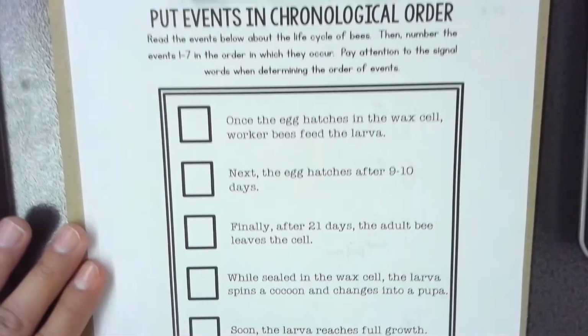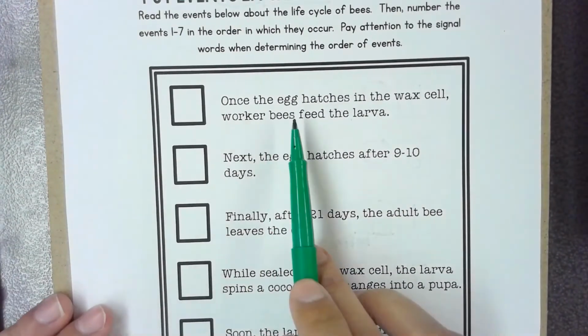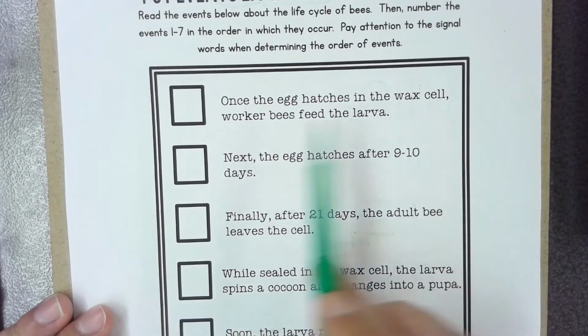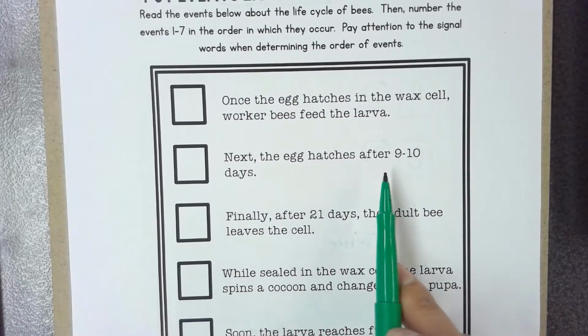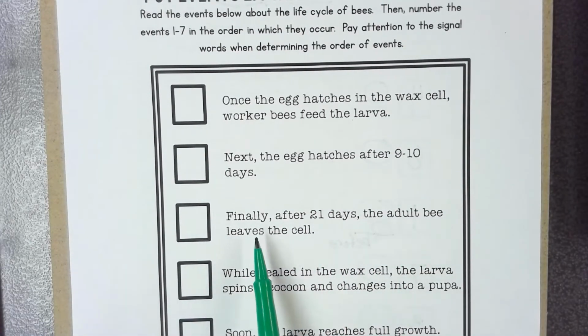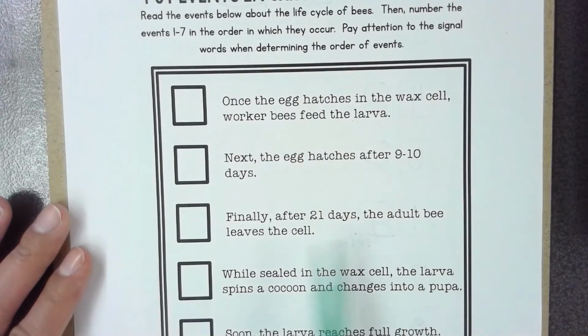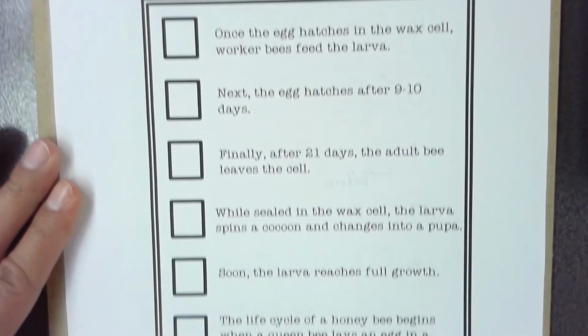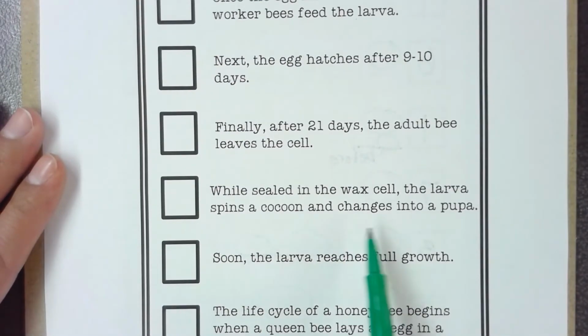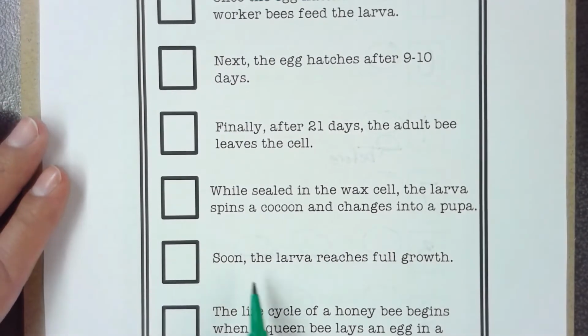We have, once the egg hatches in the wax cell, worker bees feed the larva. Next, the egg hatches after 9 to 10 days. Finally, after 21 days, the adult bee leaves the cell. While sealed in the wax cell, the larva spins a cocoon and changes into a pupa. Soon, the larva reaches full growth.